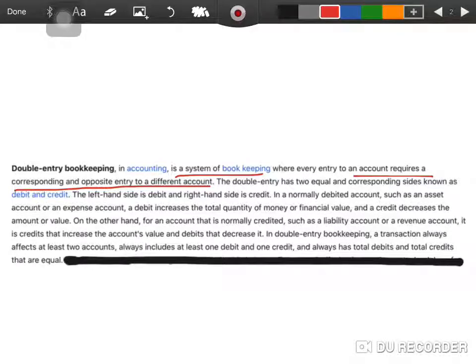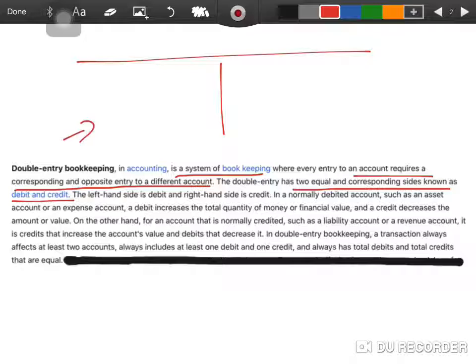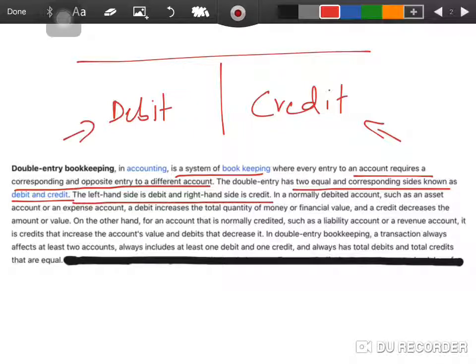The double entry has two equal and corresponding sides known as debit and credit. So you already know that, if you have a look at the T account, there are two sides. Obviously, this is the left hand side, which is called the debit side, and this is the right hand side, which is called the credit side. The left hand side is debit and the right hand side is credit.